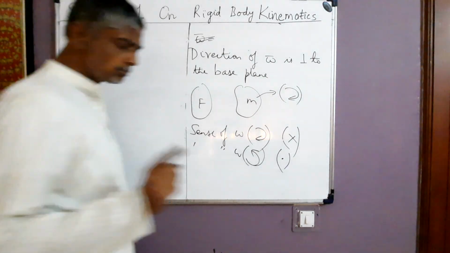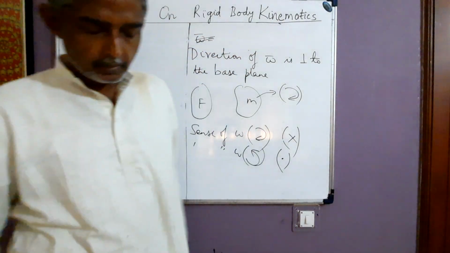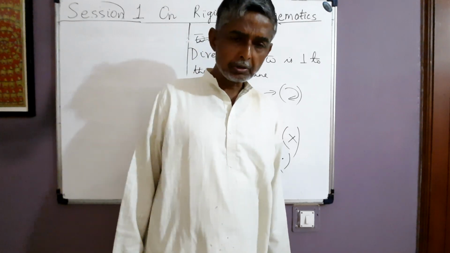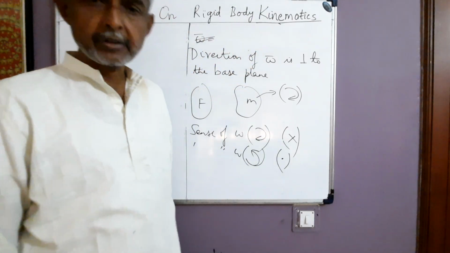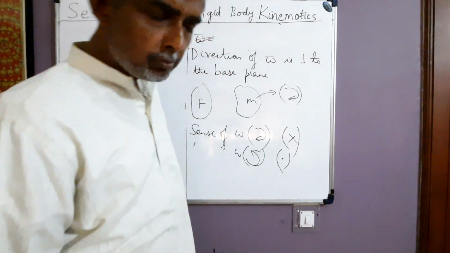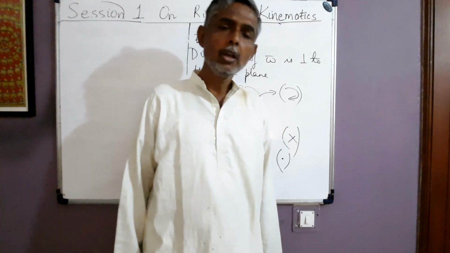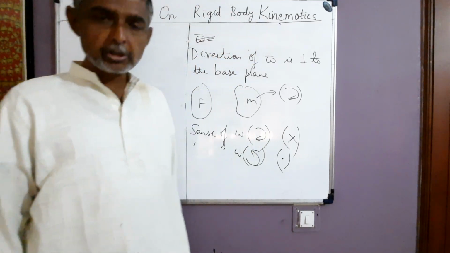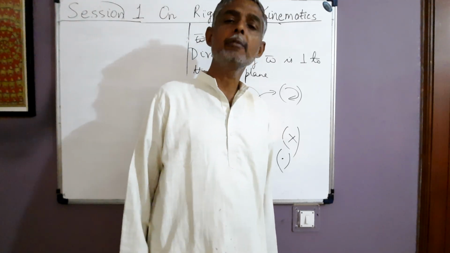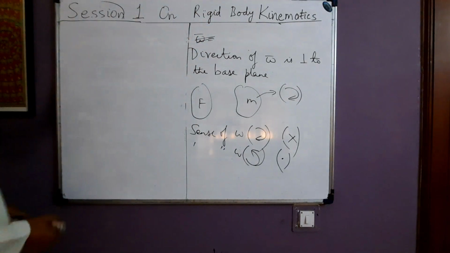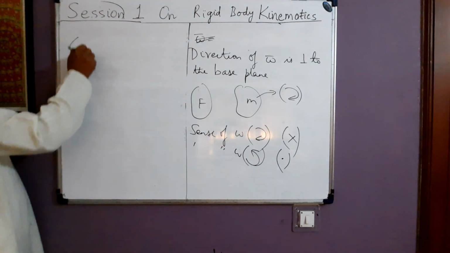Now, I'll just state one more thing. Angular velocity of a rotating rigid body m depends on the frame of reference. Just as velocity of a moving point depends on the frame of reference, so angular velocity of a rotating rigid body m also depends on the frame of reference. The statement is something like this.